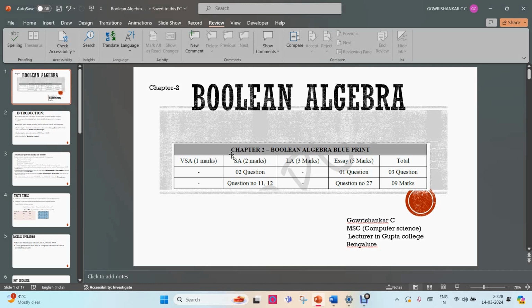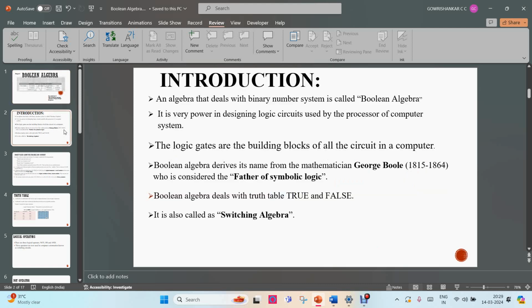So today we are going to discuss Chapter 2, Boolean Algebra. In this chapter they are going to ask two questions of 2 marks and one question of 5 marks. In total they will ask for 9 marks. It's a very important chapter because it covers 9 marks. Be focused. Next, we go for the introduction, what we need to study.